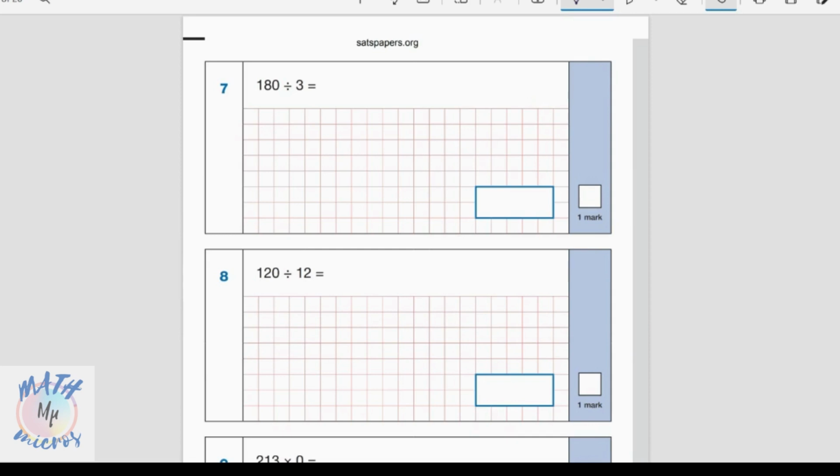Let's move to the 7th question. 180 divided by 3. So basically you divide by 3. So how much times 3 is 18? It is 6 times and you add the 0. So the answer is 60. Now moving on to the next, 8th question. 120 divided by 12. This is so simple. 1 times 12 is 12 and you add the 0 and it becomes 10.